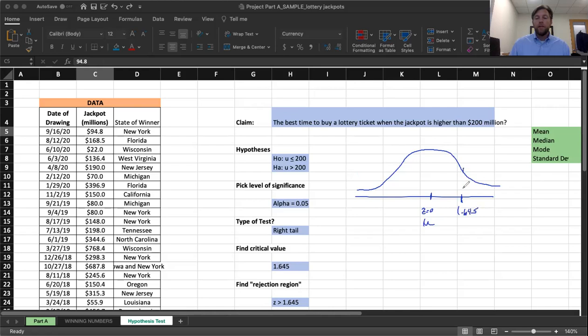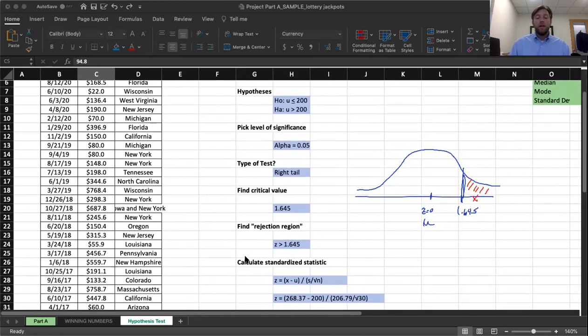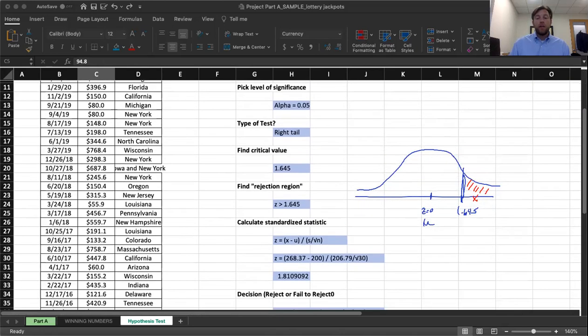That's the critical value. Right here. Meaning what? If I get a Z value that is greater than 1.645, I'm over here somewhere. That means I'm in the rejection region. So now comes finding the standardized statistic. This is what, when I keep saying, if I get a Z value on this side, that means I reject.